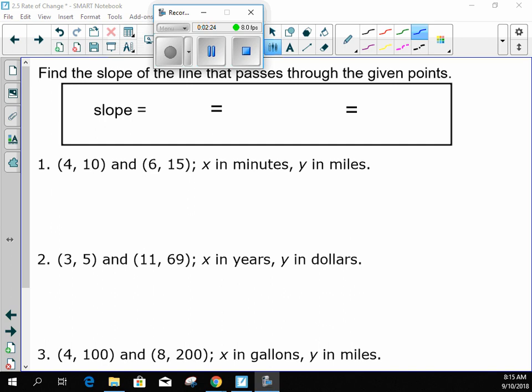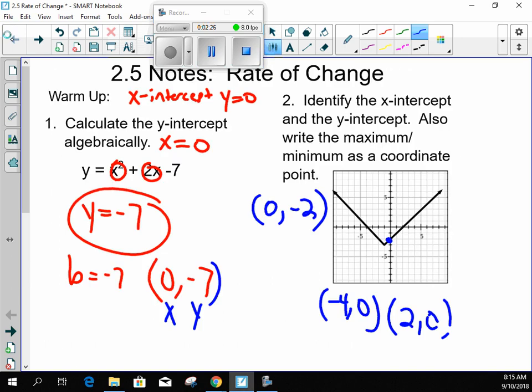Okay, sorry, I forgot to hit play. There you go. There's your x-intercepts, (-4, 0) and (2, 0). Your y-intercept is (0, -2). Remember, this is an xy ordered pair. X is first, y is second.